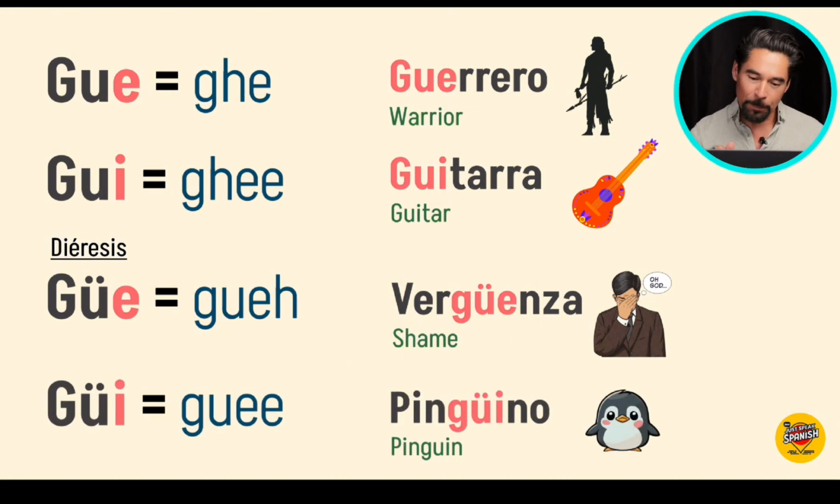And also this happens when you have the letter I following the diéresis. If you have a G, the U with the two dots, and the I, then you must pronounce the U. And so you would say gui. Gui. For the word pingüino. You see? Pingüino. All right? So the letter G has a lot of rules.